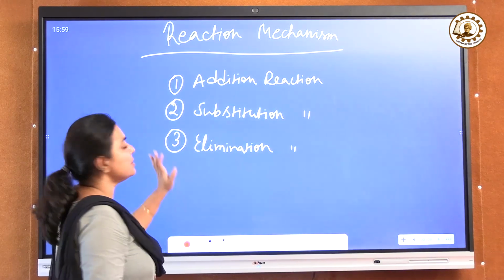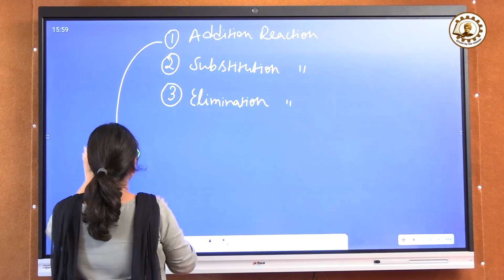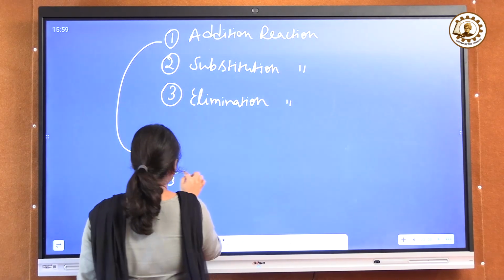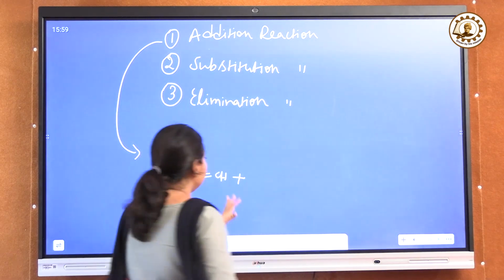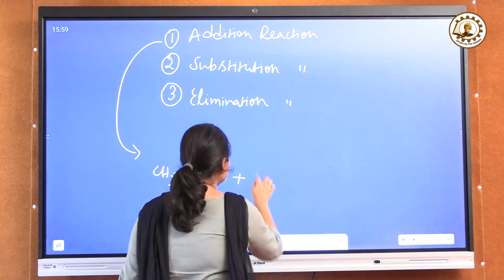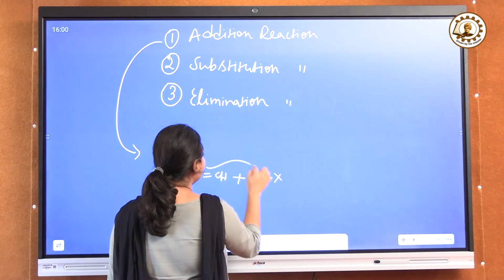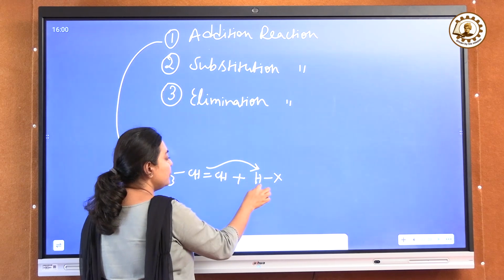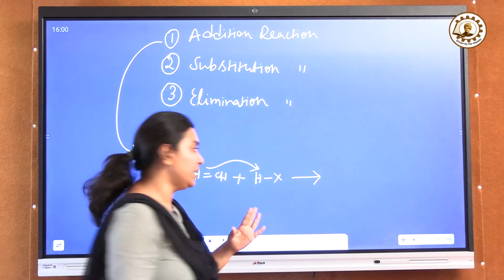Now we will first discuss the addition reaction. So what happens in addition reaction? Let's say there is an alkene, and it is in the presence of any hydrogen halide. In the presence of any hydrogen halide, what will it do? This unsaturation will attack the hydrogen atom and it can form two different carbocations.